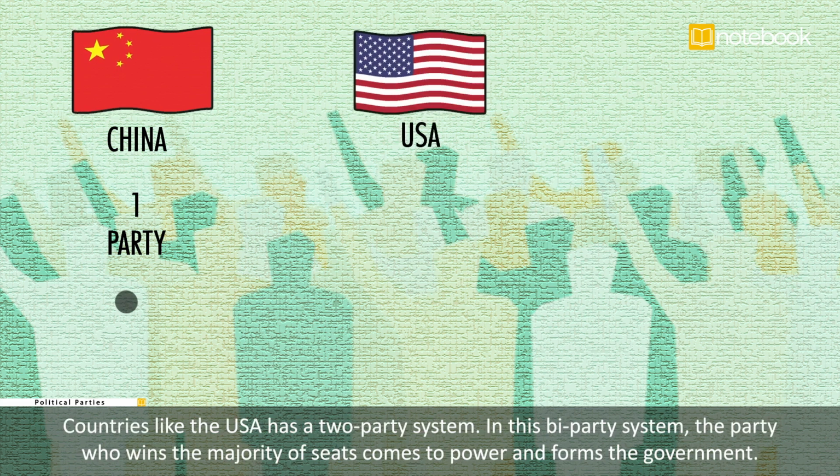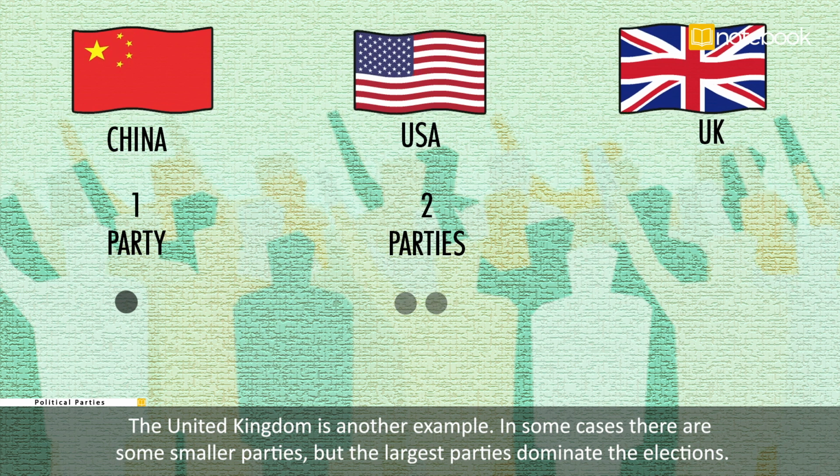Countries like the USA have a two-party system. In this bi-party system, the party who wins the majority of seats comes to power and forms the government. The United Kingdom is another example. In some cases, there are some smaller parties, but the largest parties dominate the elections.